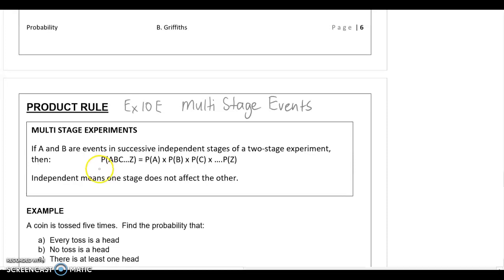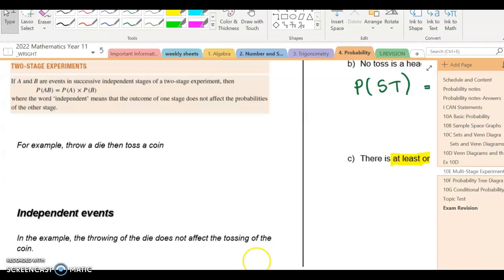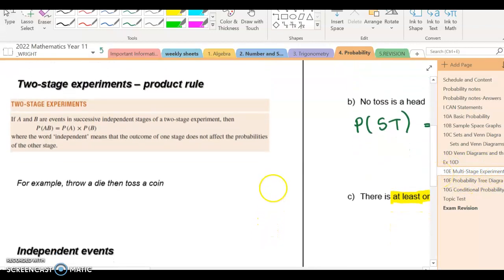So the probability of A, B and C occurring would be the probability of A times the probability of B times the probability of C. So each event is independent, or not affected by the other events that are happening. I've just jumped over to the next page of the OneNote, 10E multi-stage events, and that's where I'm going to work through the information that you can write onto your sheet.